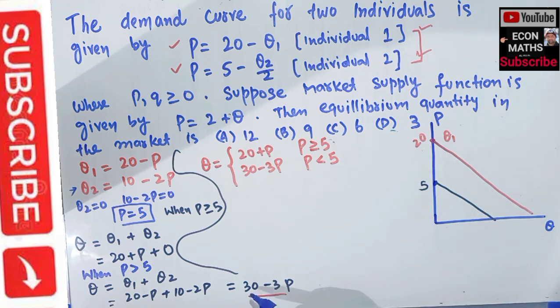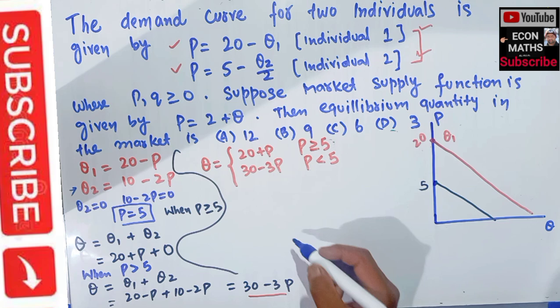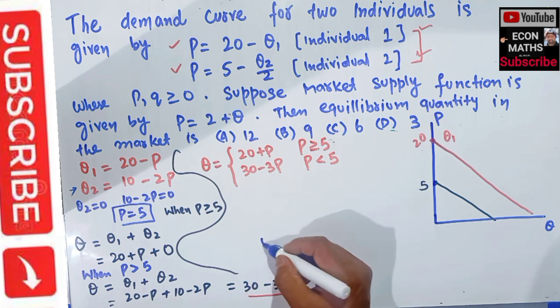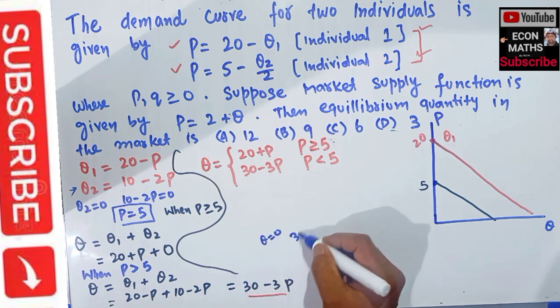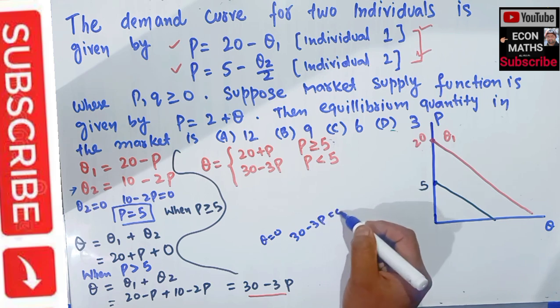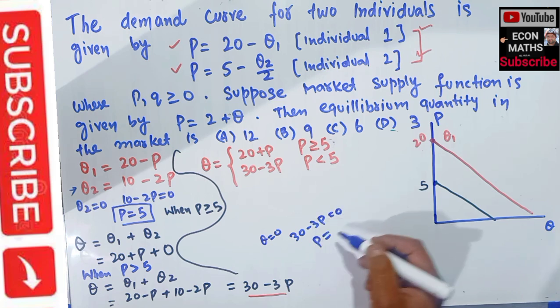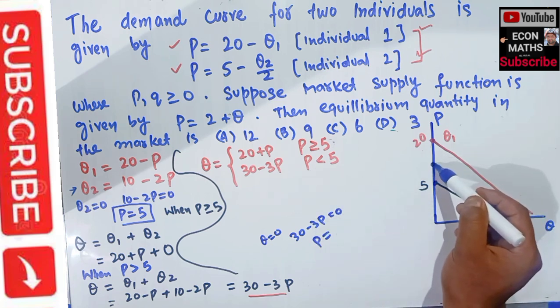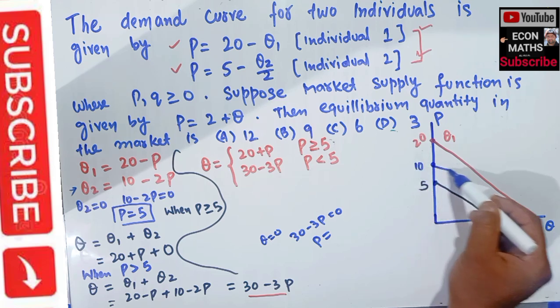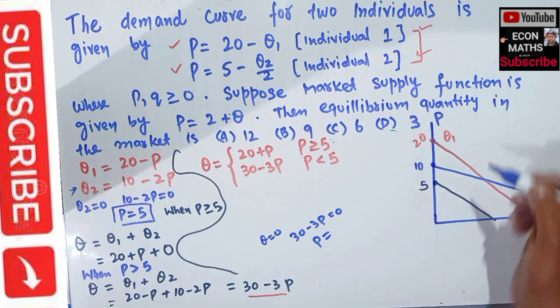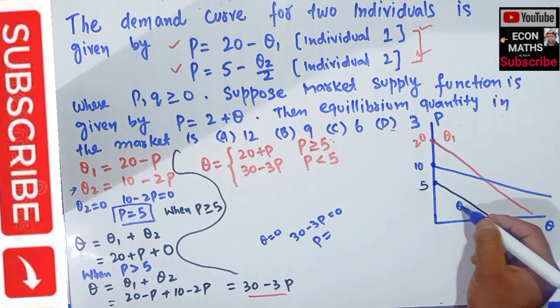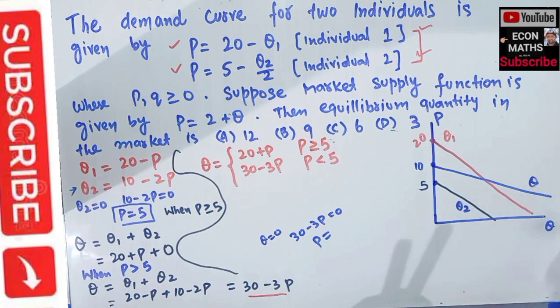So let us draw this market demand function also on the graph. So Q will be equal to 30 minus 3p. So when Q is equal to 0, 30 minus 3p is equal to 0, which implies p will be equal to 30 upon 3, which is 10. Let us say here lies the 10, so it will look like this. This is q1, this is q2, this is Q here.